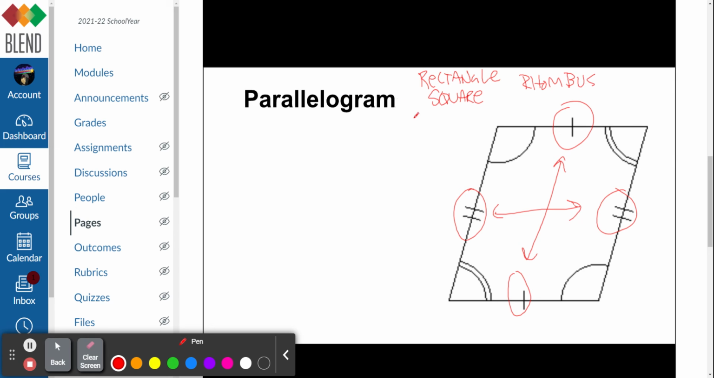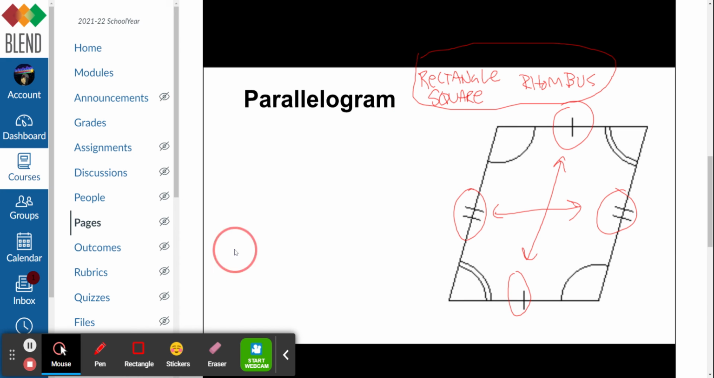But they have to have something specific. The rectangle is a parallelogram with four 90-degree angles. A square is a parallelogram with four 90-degree angles and four congruent sides. And a rhombus is a parallelogram with four congruent sides. So all of those are parallelograms. That's the part that confuses people. Parallelogram is all of these things because all of these things follow the same rules.